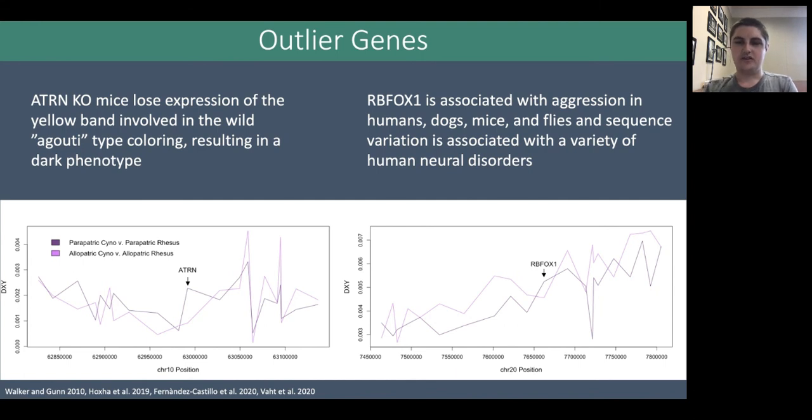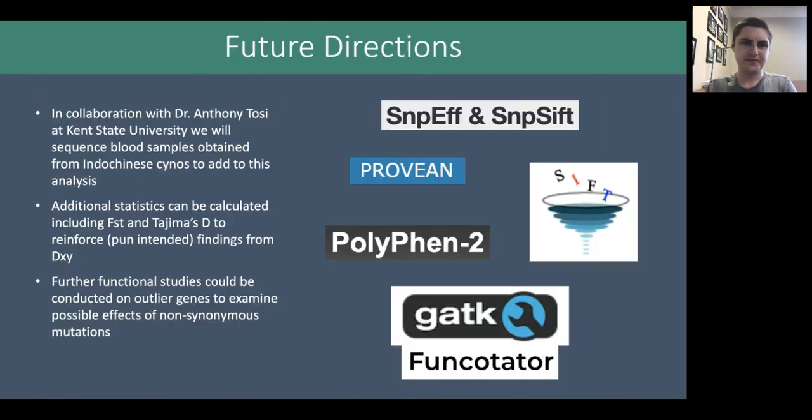And another gene that counts is RBFOX1 that was part of the aggression candidate gene list. But in a variety of studies has been shown to be associated with aggression in various taxa, including humans, dogs, mice, and flies. And sequence variation in humans is associated with a variety of neural disorders.